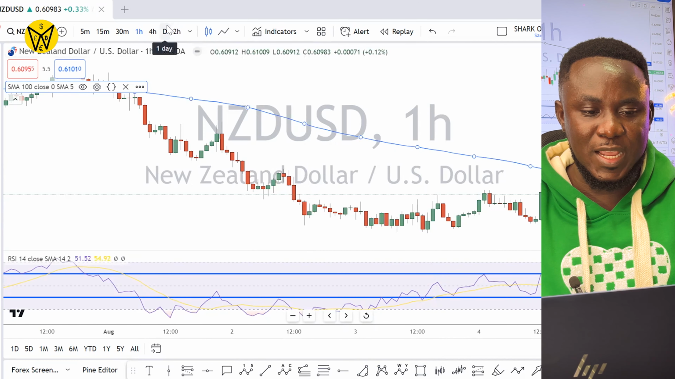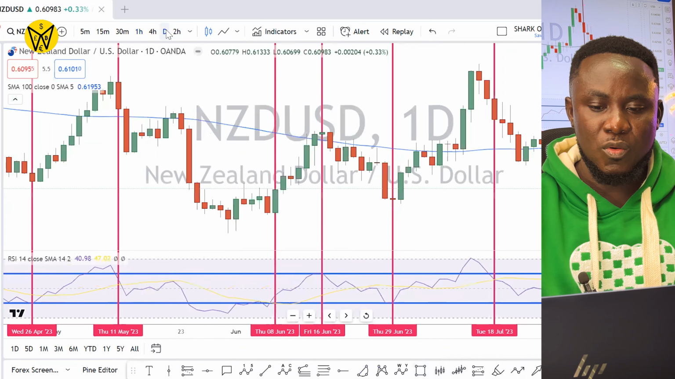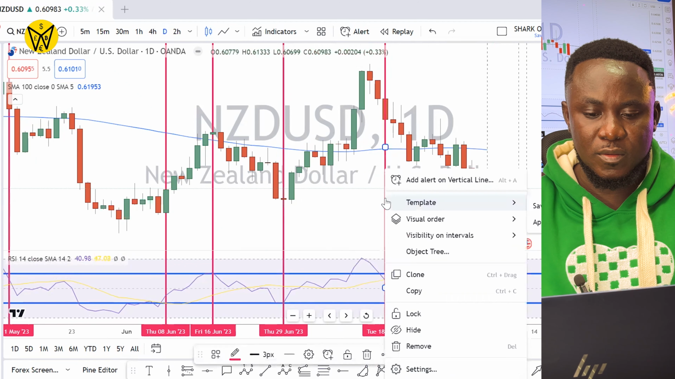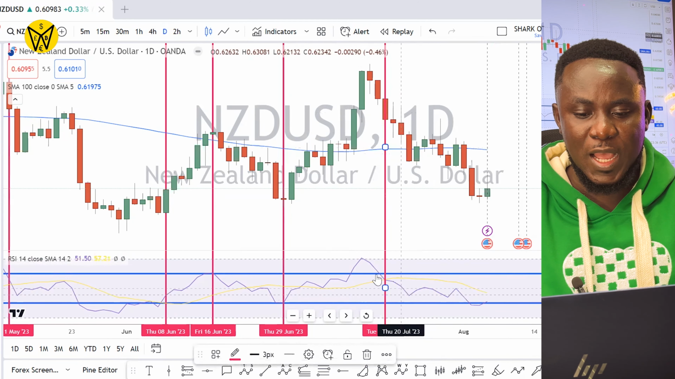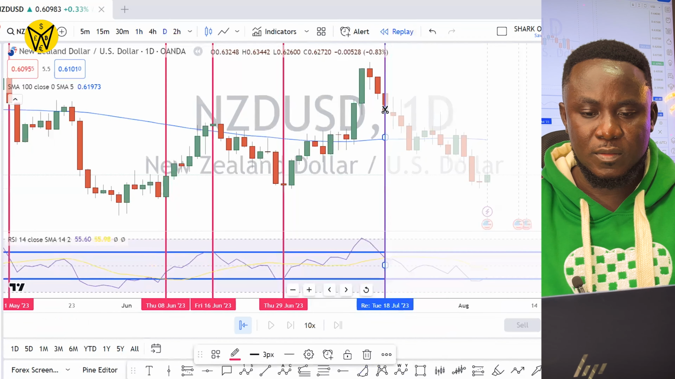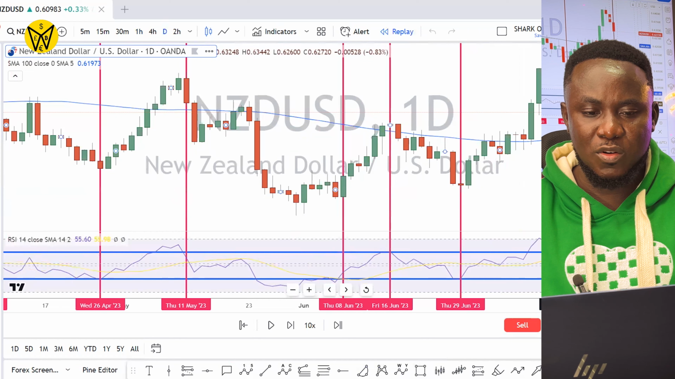So let's take an example. Now when you go to the daily time frame, this was where it crossed over, on this candle. So the crossover was at this point. So let's look at this. At this point, this was the cross.